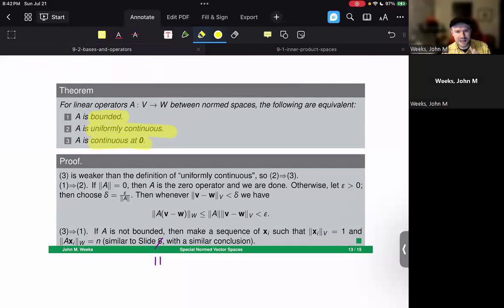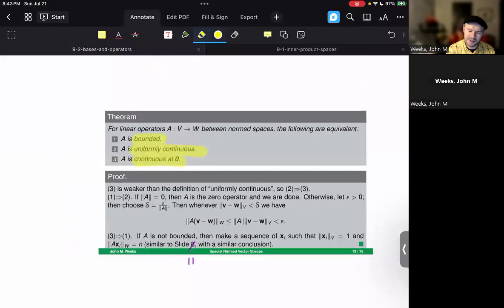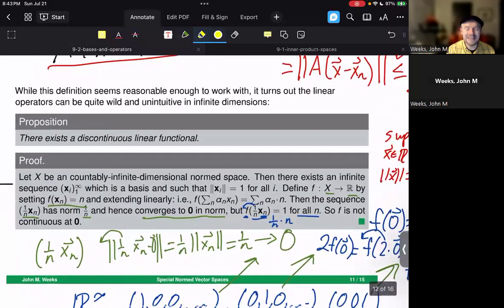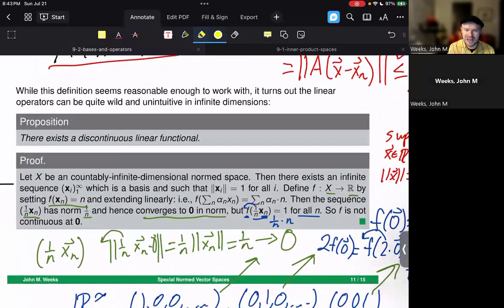Essentially, if we aren't in the world of bounded operators, if we aren't in the world of these uniformly continuous operators, the types of operators that we're looking at are a lot like what we had in the reading for homework last time. We're also looking at operators that look a lot like what we had in this counterexample, to say that there exists a discontinuous linear functional.